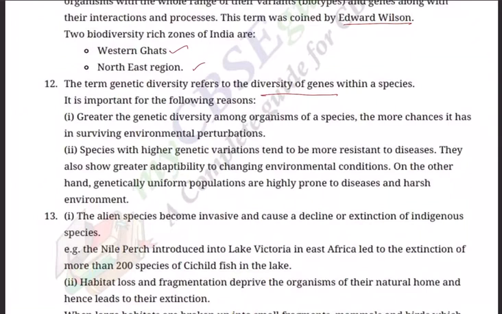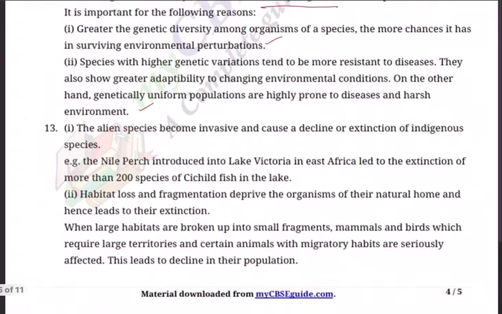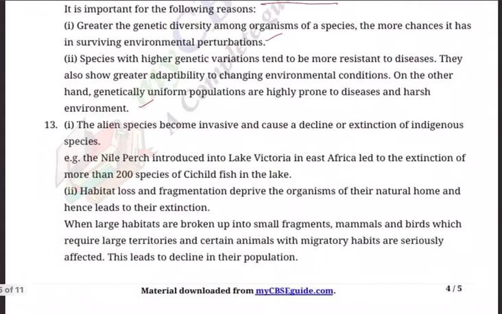Question number 12. The term genetic diversity refers to the diversity of genes within a species. It is important for the following reasons. One, greater the genetic diversity among organisms of a species, the more chances it has in surviving environmental perturbations. And two, species with higher genetic variations tend to be more resistant to diseases. They also show greater adaptability to changing environmental conditions. On the other hand, genetically uniform populations are highly prone to diseases and harsh environment.